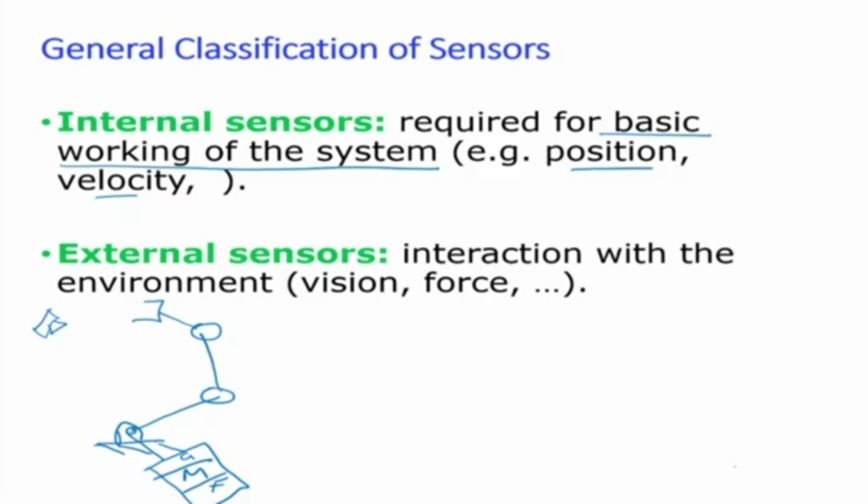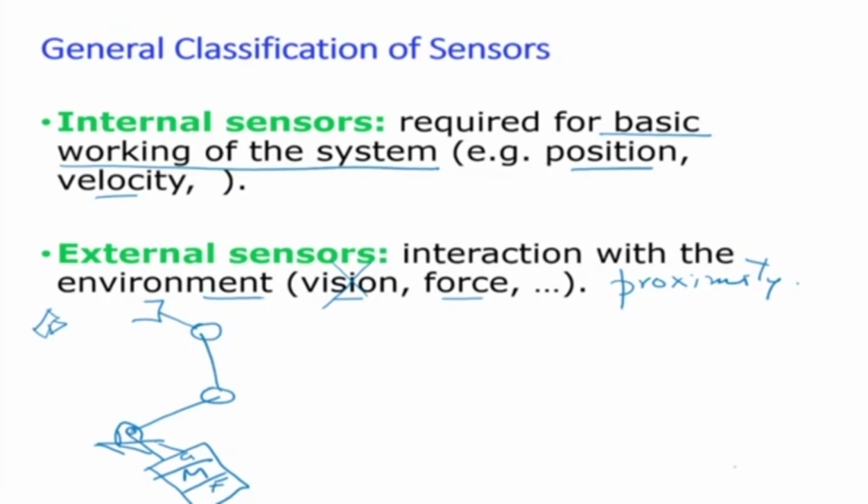Whereas there are other kinds of sensors which are required for interaction with the environment. For example, vision, force, torque sensors, then proximity sensors. These are sensors by which the robot interacts with the environment. Now, if anything goes wrong in the external sensor, for example, if the vision sensor goes bad, then the interaction with the environment will go down, but the robot will still function. So that is the fundamental difference between an internal sensor and an external sensor. Internal sensors are required for basic working of the system. If the sensor goes bad, the system cannot function. Whereas external sensors are for interaction with the world.